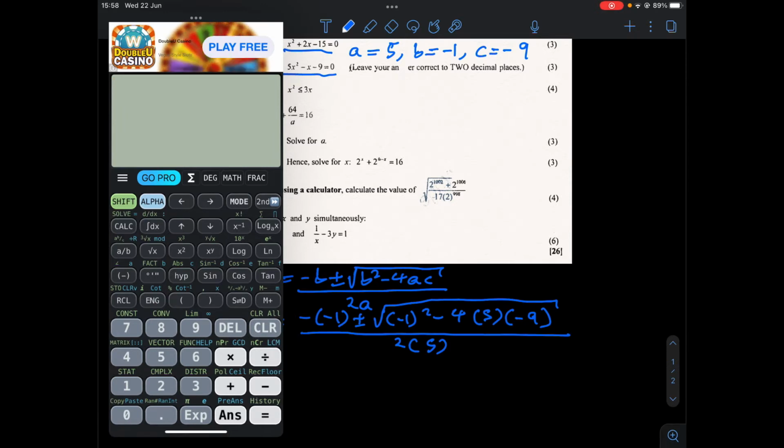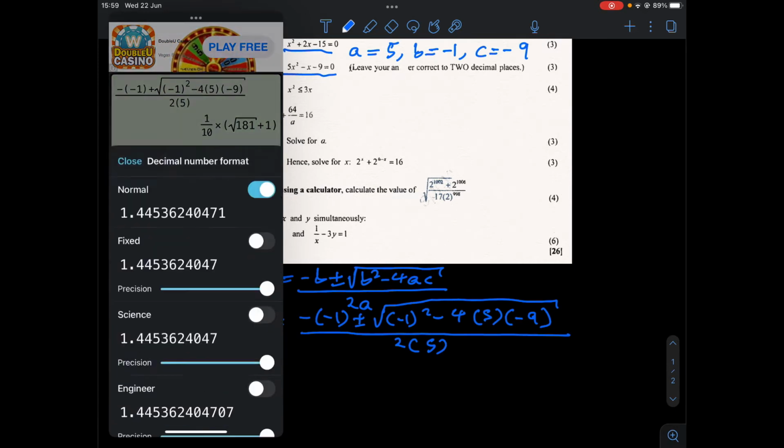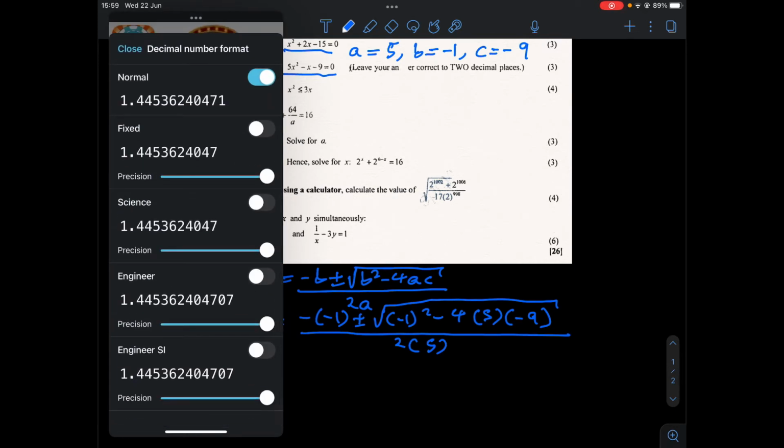Clear. So we have this part here, negative open bracket negative 1. We're going to start with the plus, and then we take the square root, open bracket negative 1 all squared minus 4, a is 5, c is negative 9, divide by 2 times 5. We get this number, which I would like to convert to decimal places.